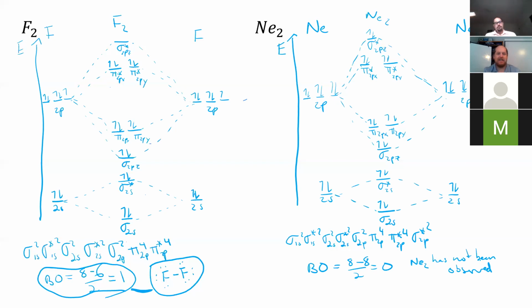Okay, we have now constructed MO diagrams for all of the homonuclear diatomic elements in the first 2 rows of the periodic table. And we've used that to predict whether these exist. And it turns out that the ones that have a bond order that's non-zero have been shown to exist, and ones that have a bond order of 0 have been shown not to exist.